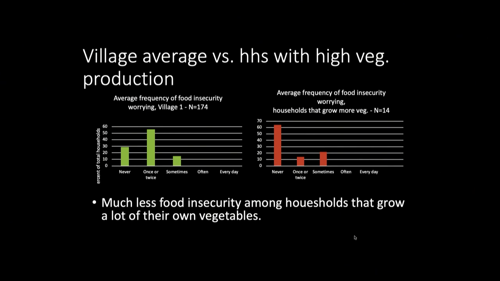And to the right, with the red columns, are the answers from the households that grow the most vegetables. There are only 14 households in the village that grow around half of their own vegetable consumption. So we're not talking about maize, just vegetables. But these households, as you can see, are noticeably more likely to answer "never" to the question of food insecurity. The biggest red column shows that 64% of them answered never, compared to 29% of the village average.